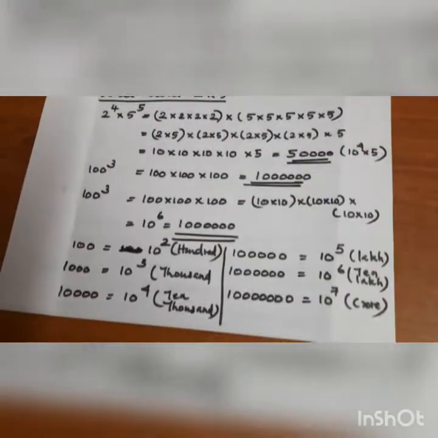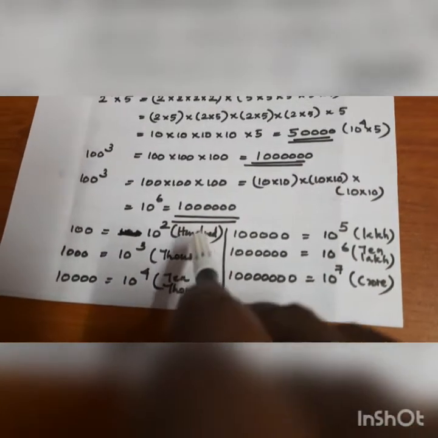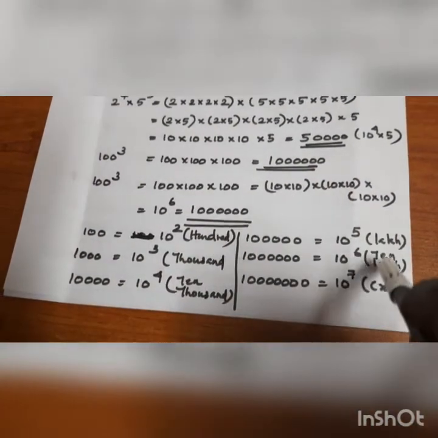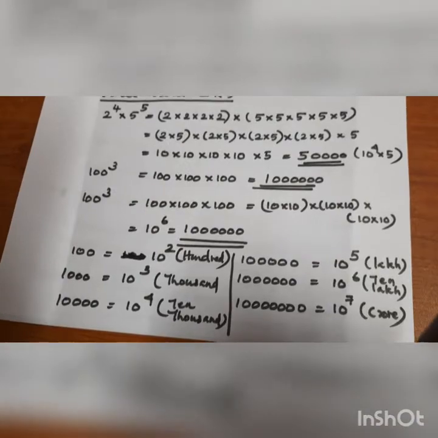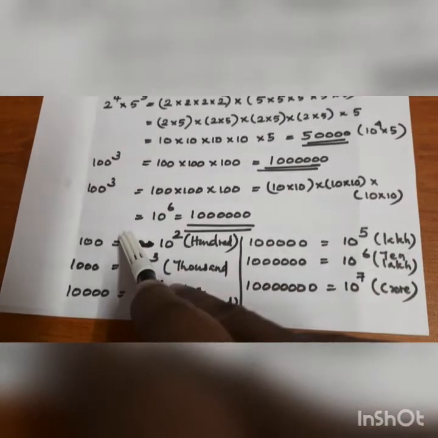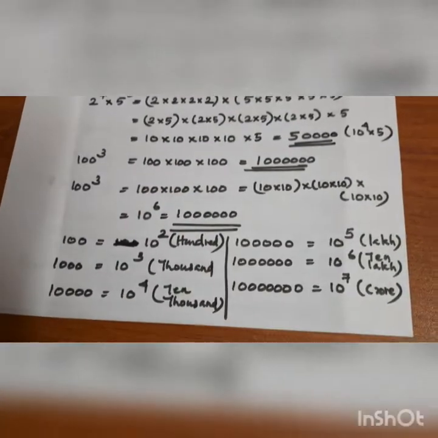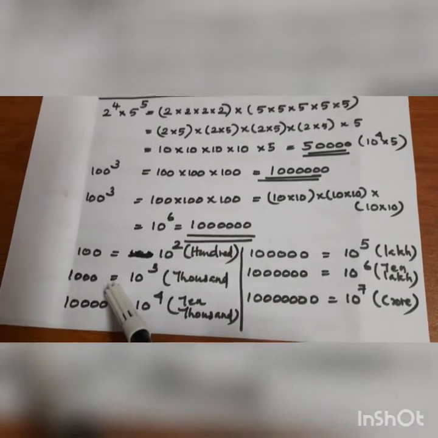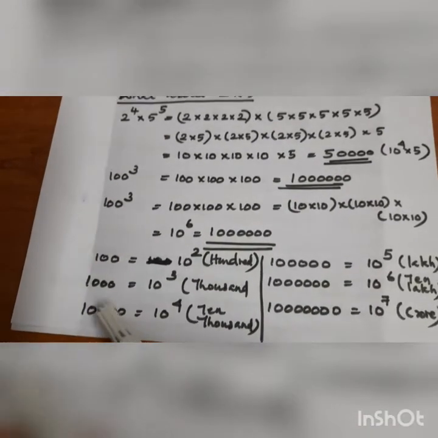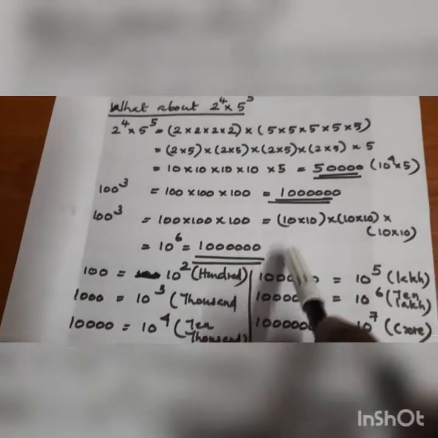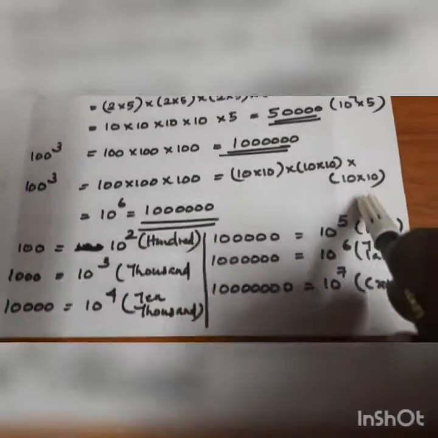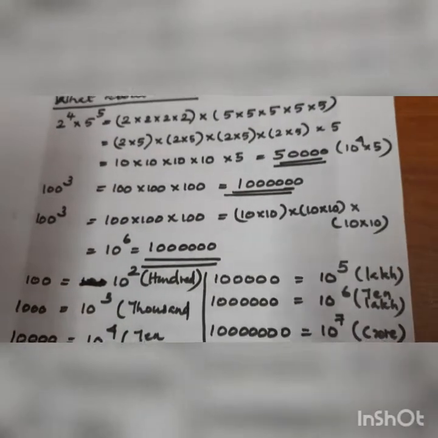Then, in your textbook, write the numbers 100, 1000, 10,000, lakh, 10 lakh and crore as powers of 10. 100 has 2 zeros, therefore it can be written as 10 raised to 2. Then 1000 has 3 zeros, so 10 raised to 3. 10,000, 4 zeros, 10 raised to 4. Lakh, 5 zeros, 10 raised to 5. 10 lakh, 10 raised to 6. Crore, 10 raised to 7.